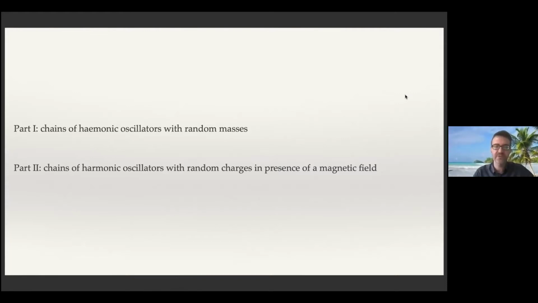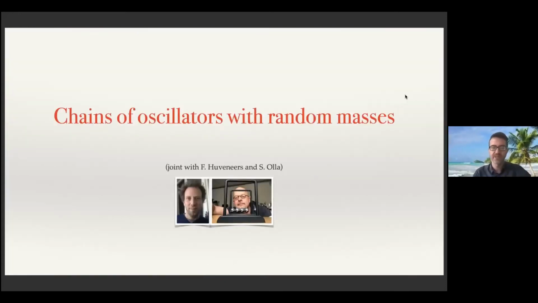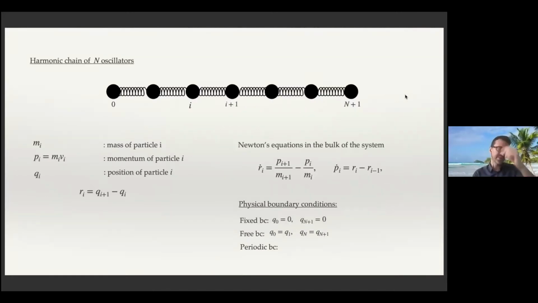So let me start with the first part. It is a chain of oscillators with random masses. The model is the following, just a classical model: a harmonic chain of oscillators. Here you have n+1 oscillators with interactions, which are just harmonic interactions. It is a one-dimensional lattice, very important, one-dimensional. On this lattice you have particle i+1, and so on.